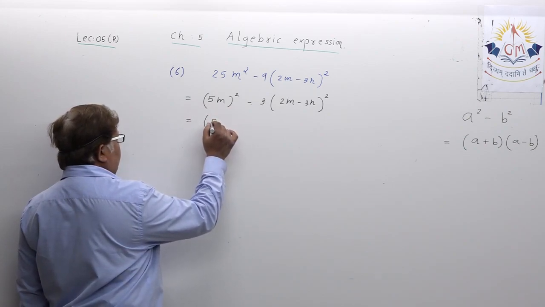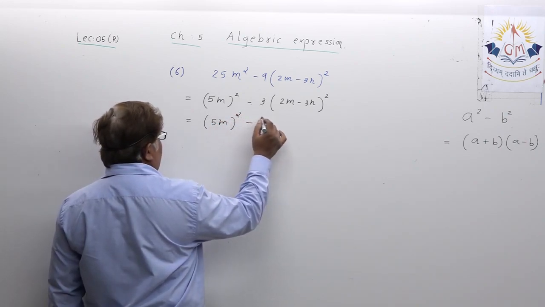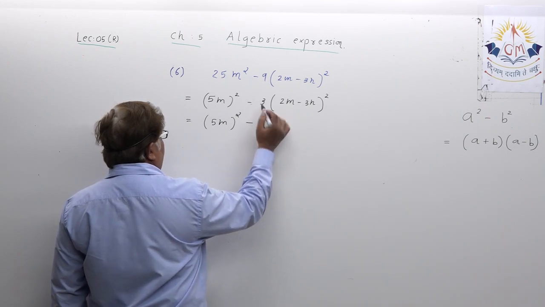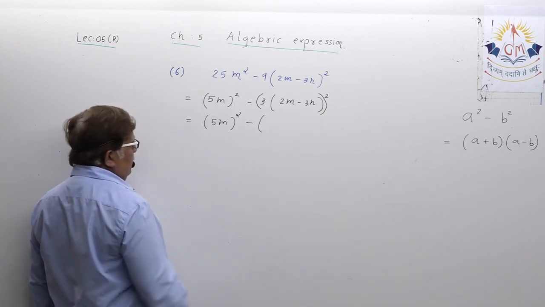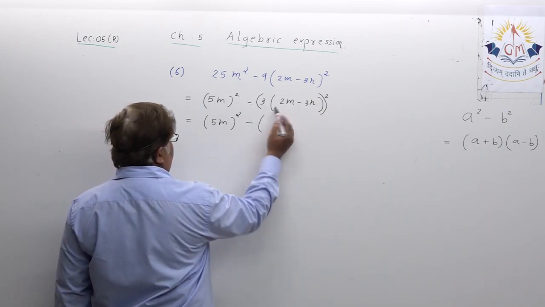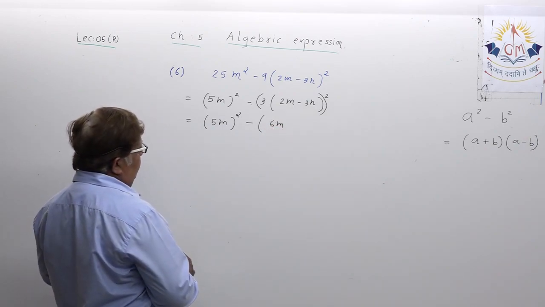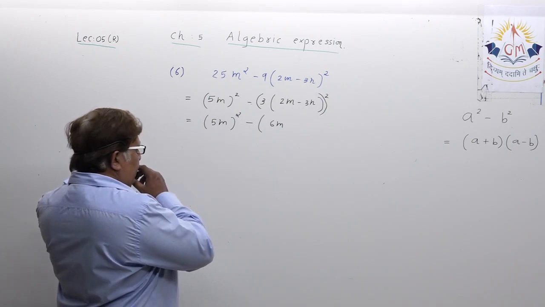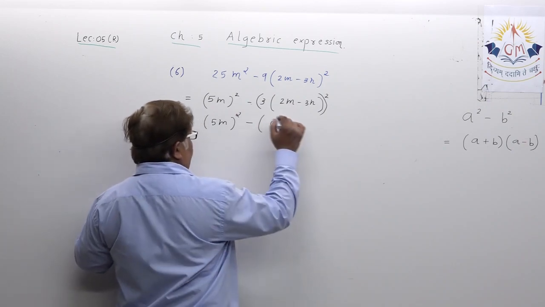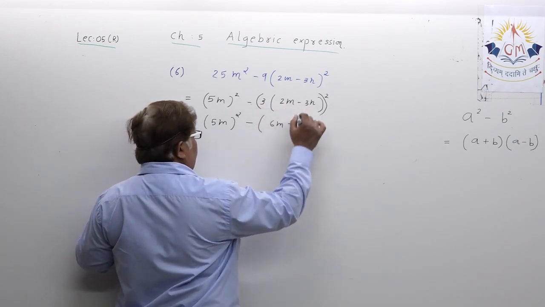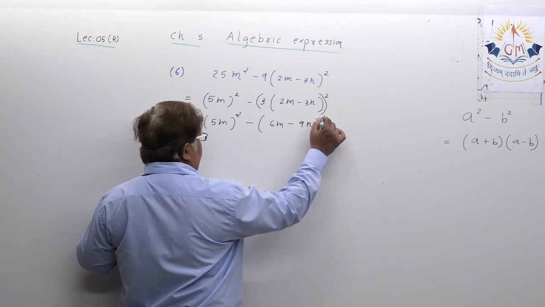This we are going to keep as it is. And here, dear student, please open the bracket now, 6m. You understood this? We are just opening the bracket. 6m minus 9n whole square.